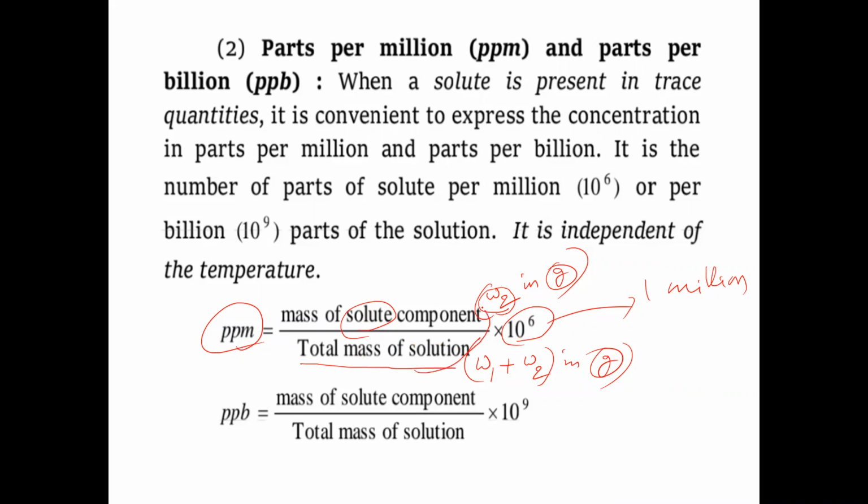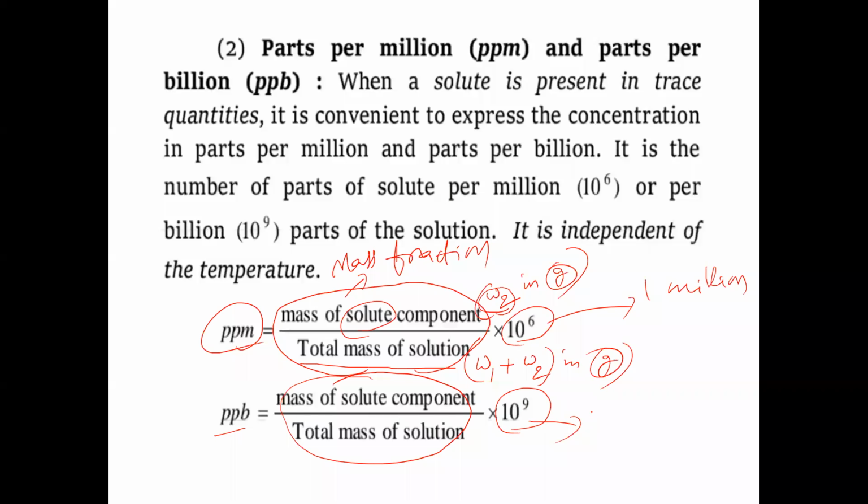And this total ratio, this fraction, is called what? Mass fraction. Mass fraction means mass of solute by mass of solution. This mass fraction value into 10 power 6 is equal to ppm. And next one, mass fraction into 10 power 9 is equal to ppb, parts per billion.